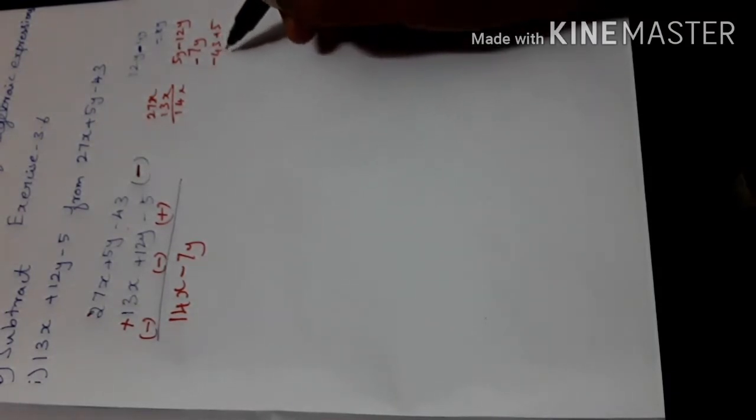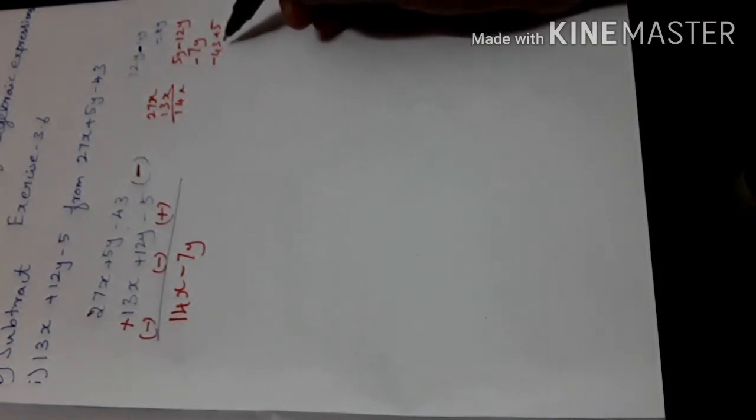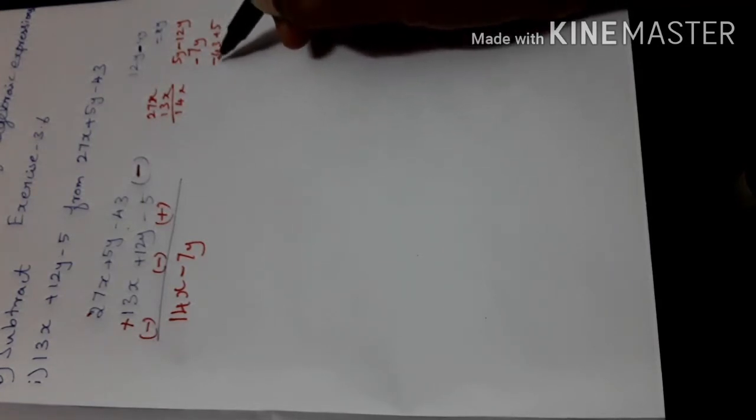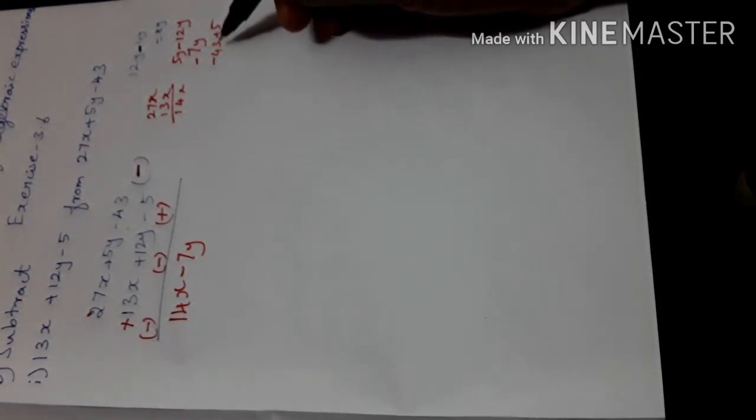Next, minus 43 plus 5. What do we have to do? With different symbols we have to subtract, and put the symbol of the greatest number. So 43 subtract 5, the answer is 38. The greatest number's symbol is minus. So our answer is minus 38.